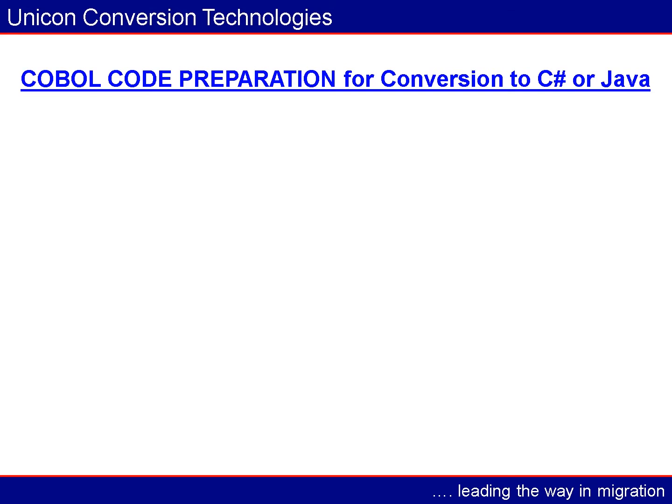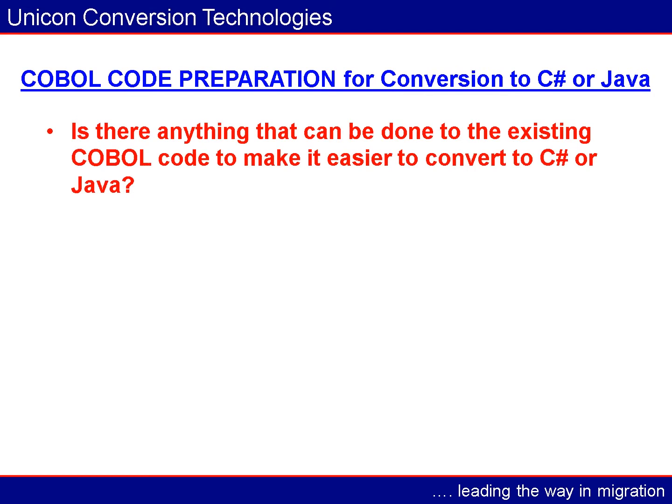The concept of this presentation arose from an internal Unicon discussion, which was reviewing the list of questions that clients typically asked of us when they are planning to migrate their legacy mainframe COBOL applications to C# or Java. We are always asked the question, is there anything that can be done to the existing COBOL code to make it easier to convert to C# or Java? And when we answer yes, the next question is always, so what can be done? The answer to this question is the core content of this presentation.